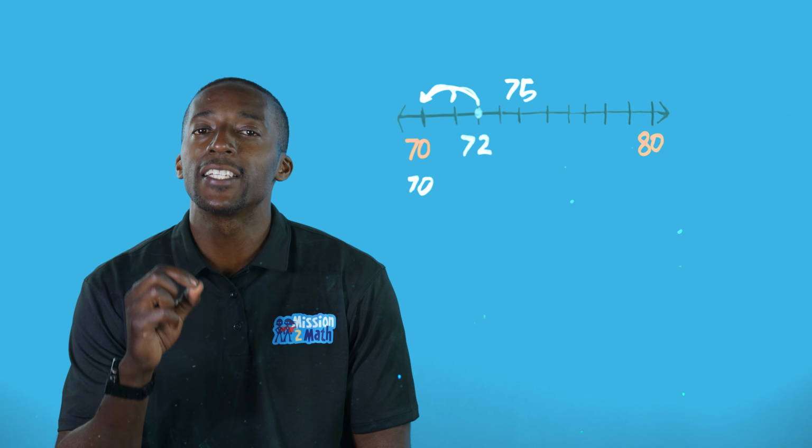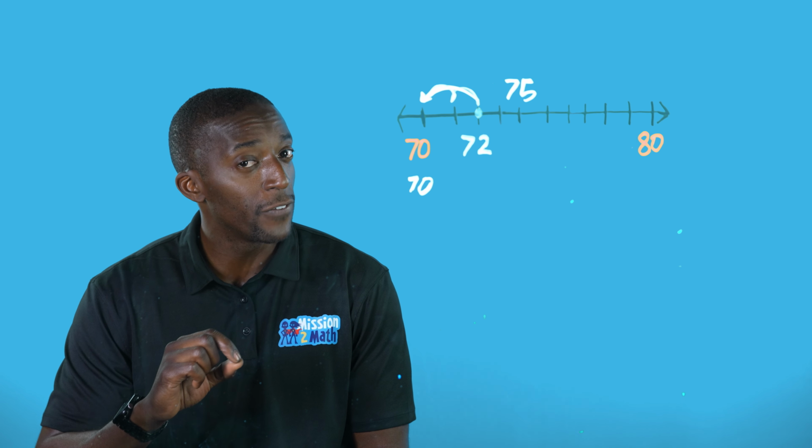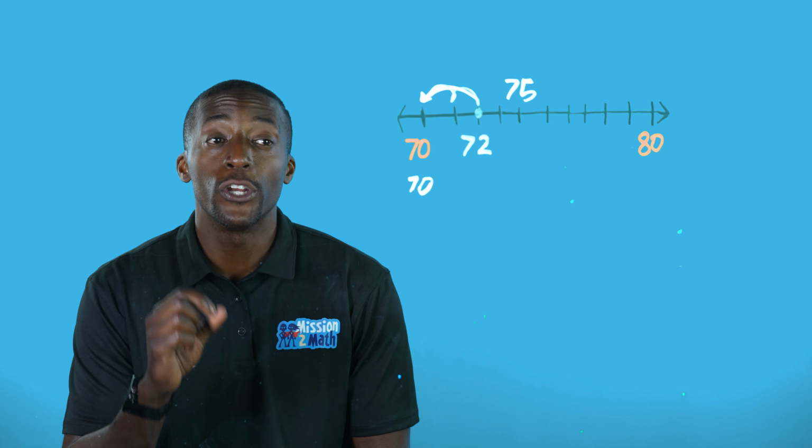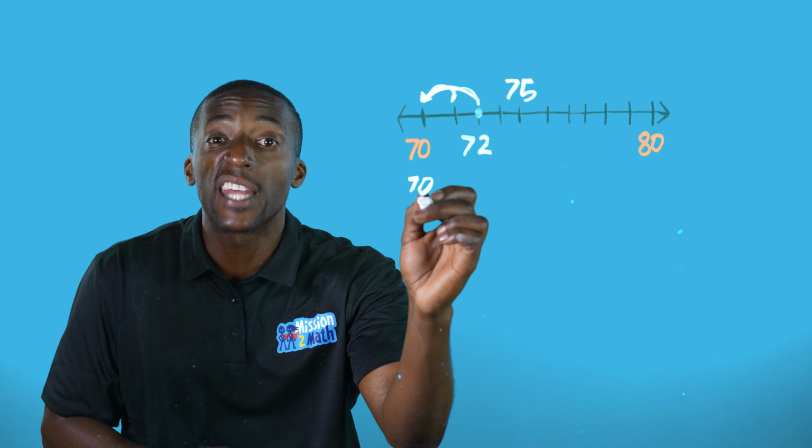So just to recap, whenever you're rounding, we're just trying to find a simpler number than the one we're working with. And to be more specific, when you're rounding to the tens place, your number is going to be a number you can count to by tens and will always end with that 0.